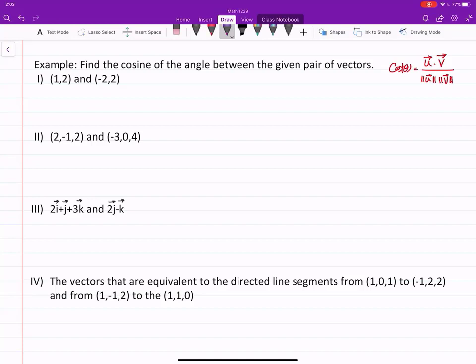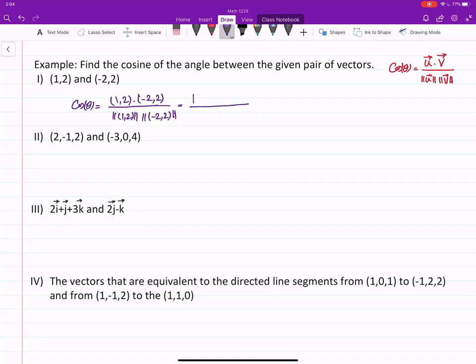Okay, the first pair is (1, 2) and (-2, 2). So we are trying to find the cosine of theta, the angle between these two. Remember, we are not going to ask you in this course for the angle itself, just the cosine of the angle. Okay, that is equal to (1, 2) dot (-2, 2) over the length of (1, 2) times the length of (-2, 2).